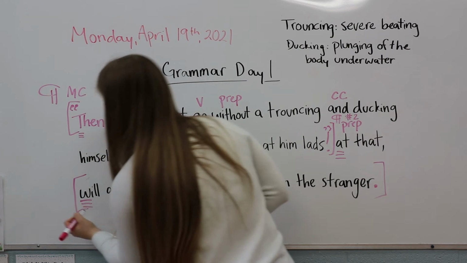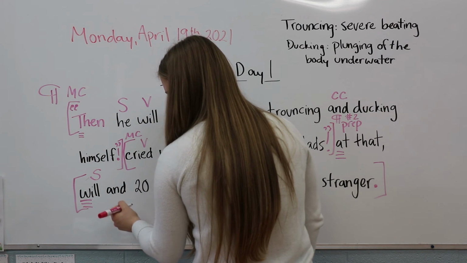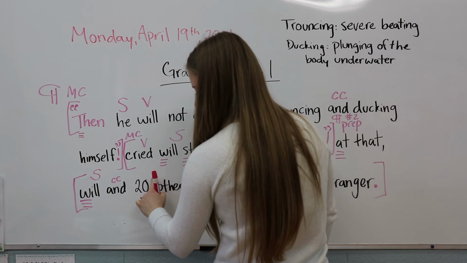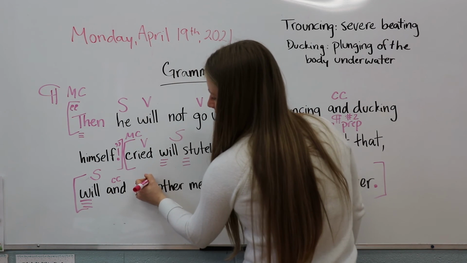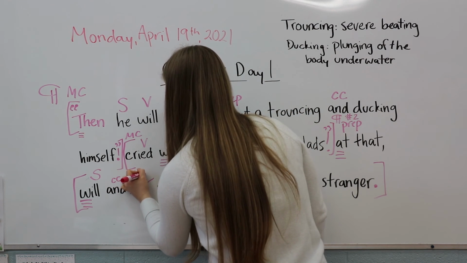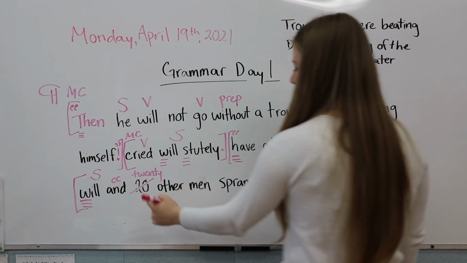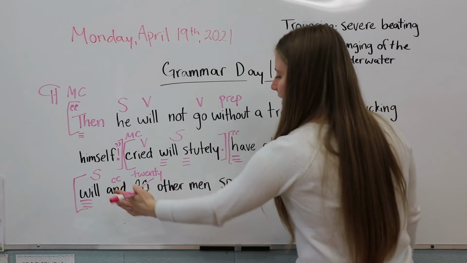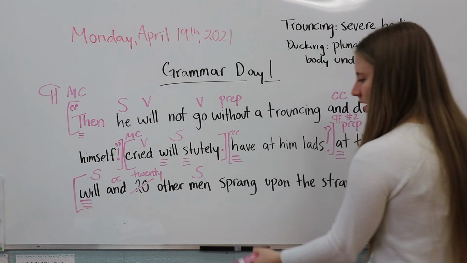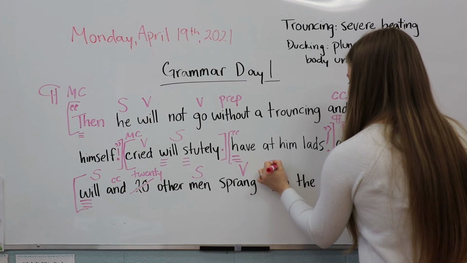We're going to capitalize Will because that's a name. He's also our subject, and "and" is our coordinating conjunction. Remember that when we come across numbers, we have to make them spelled out. So "20 other men" is TWENTY. And because this coordinating conjunction is connecting both of these, they're actually both the subject. So make sure you label the men as the subject too. Our verb is "sprang," and then "upon" is a preposition.